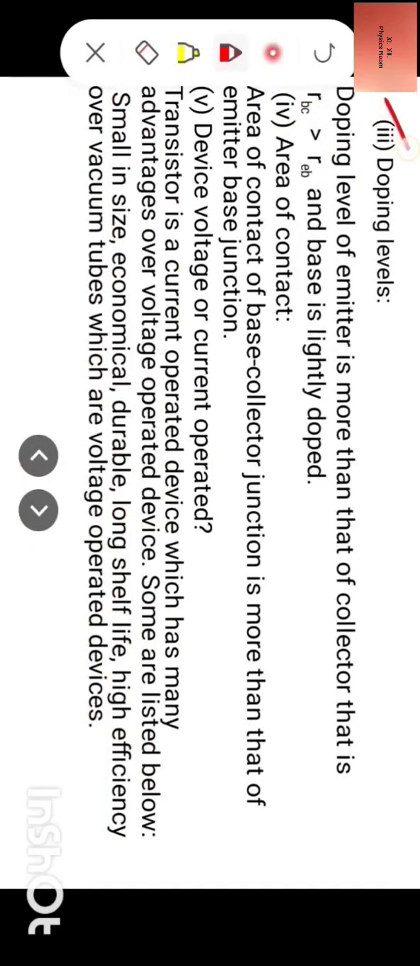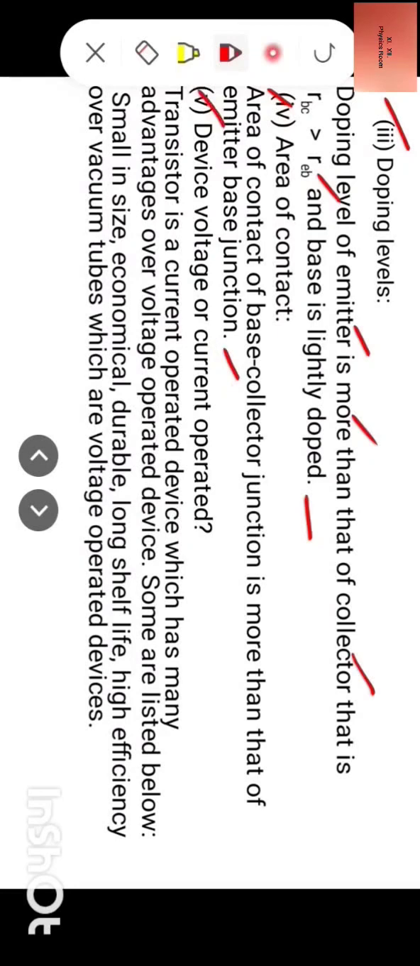Third, doping levels. Now, the doping level of the emitter is more than that of the collector. That is, the resistance of the base collector junction, RBC, is more than the resistance of the emitter base junction, or EB, and the base is lightly doped. Fourth, area of contact. The area of contact of the base collector junction is more than that of the emitter base junction.